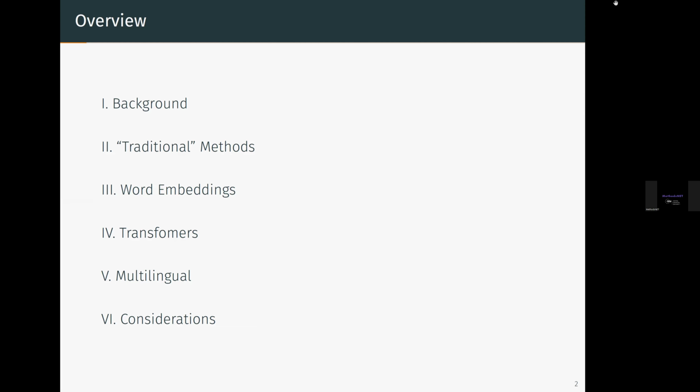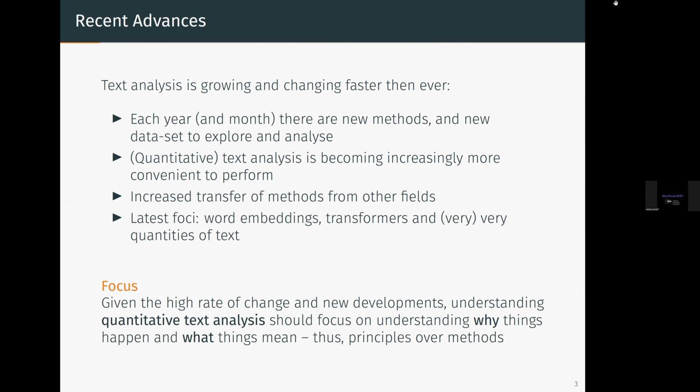Yeah. So let's start a little bit with some background. What's been going on in the last years basically is that text analysis is very, very rapidly growing and changing faster than ever. Each year and month, we've seen new methods. Each day, we have a new large language model. New data sets come out quicker than we can analyze them. And quantitative text analysis, and I would say especially quantitative, is becoming increasingly more convenient to perform.